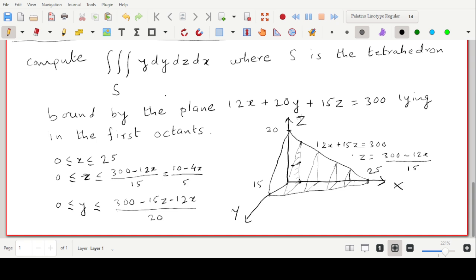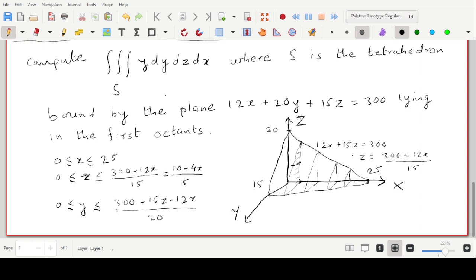That means, as you can see over here, if you substitute x equal to 25, 300 minus 12 multiplied by 25 is 0, and since z is also equal to 0 over here, this right hand side becomes 0, so therefore this seems to be okay. So practically, algebraically we have just solved for y using this equation, but you can check that intuitively this is correct.